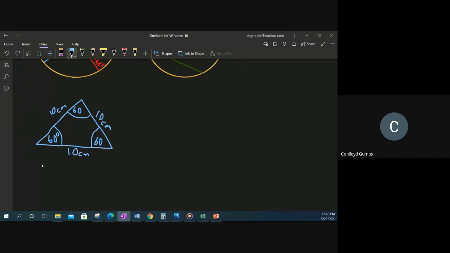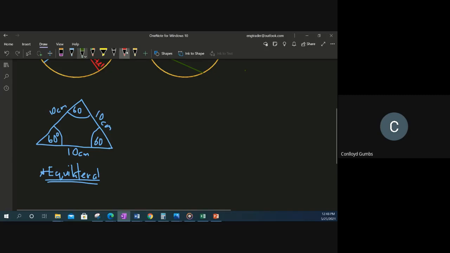So we call these triangles equilateral triangles. And the name is kind of obvious. We say equilateral because they are the same size throughout. Everything here is the same size. Okay, so angles the same, length the same. That's why we call it equilateral.